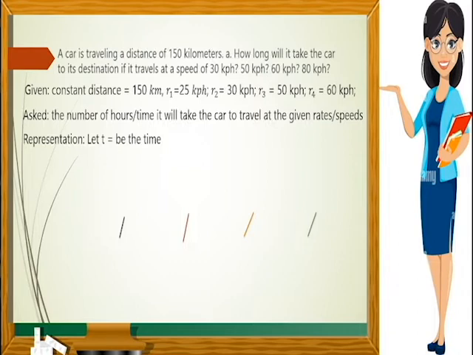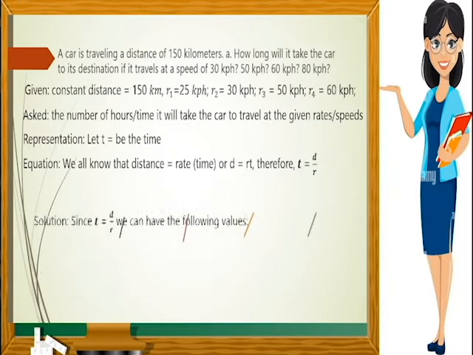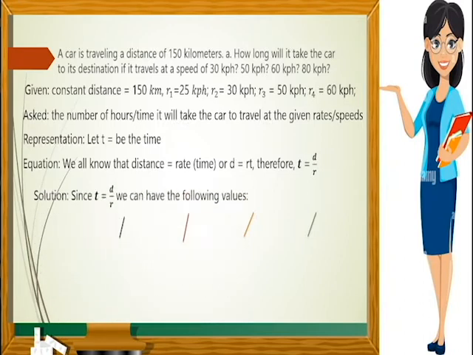What do you think the equation of this problem? Or what kind of variation is this? Okay, so for the equation, we all know that distance is equivalent to rate times time, or d is equal to rt. So therefore, if we are looking for the time, t or time is equal to distance over rate. Okay, so for the solution, since t is equal to d over r, we can have the following values.